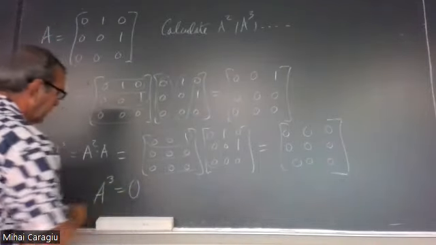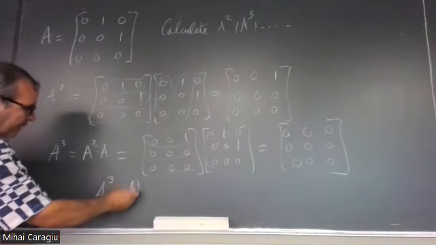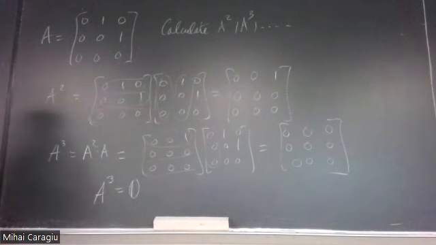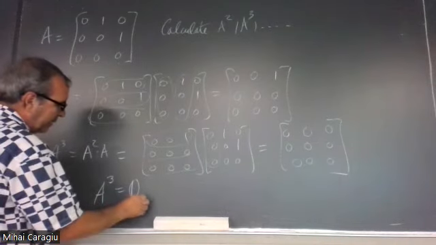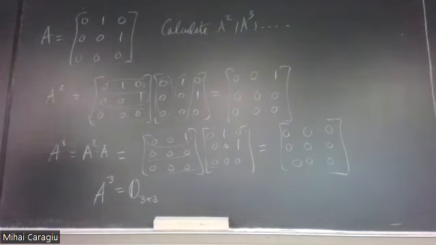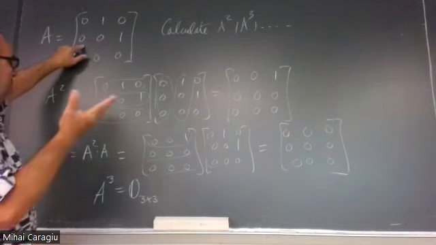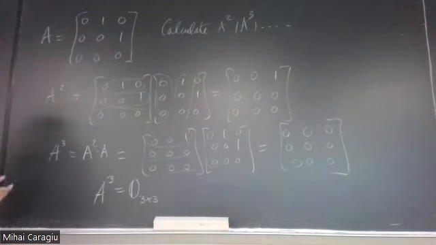Another property: the null matrix is put in a form like a fancy zero, to make sure we are not talking about the number zero, but the zero matrix. If you want to be more explicit, 0 sub 3 by 3, the null matrix 3 by 3. So A cubed is a null matrix 3 by 3. So for matrices, we can have a non-zero matrix which we raise to some power and get a null matrix. This doesn't happen for normal numbers. If a number is non-zero, then its powers are also non-zero.